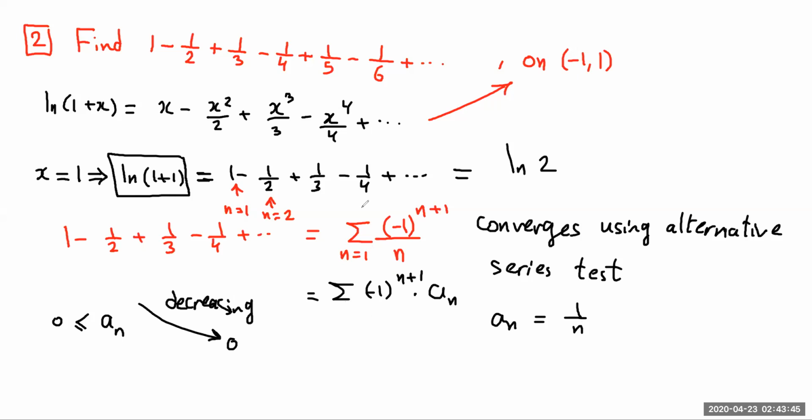So because this series converges, I can close the interval. I can write from -1 to 1, closed at 1. So for this reason, I can give x equal 1.